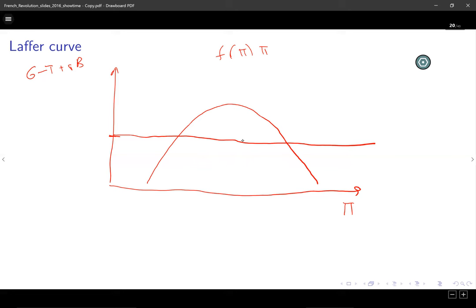For low pi, it's going to be increasing. For high pi, it's going to be decreasing. And the reason it's going to be decreasing is when pi gets really high, even though this is going up, this is going down at such a rate that it makes the total go down. So this thing is called f of pi times pi. This is a so-called Laffer curve, which is the inflation tax revenues. So this is inflation tax revenues.